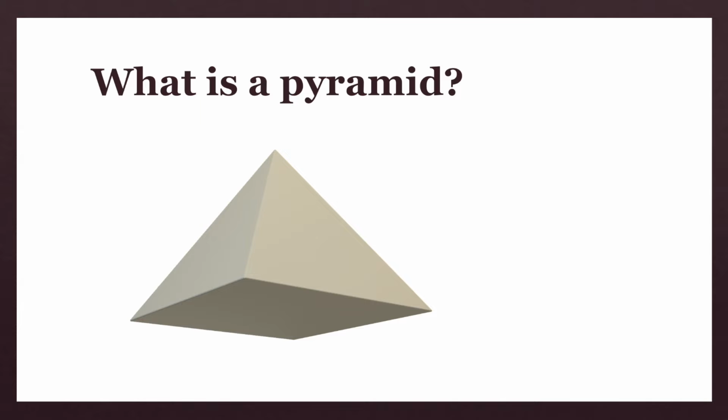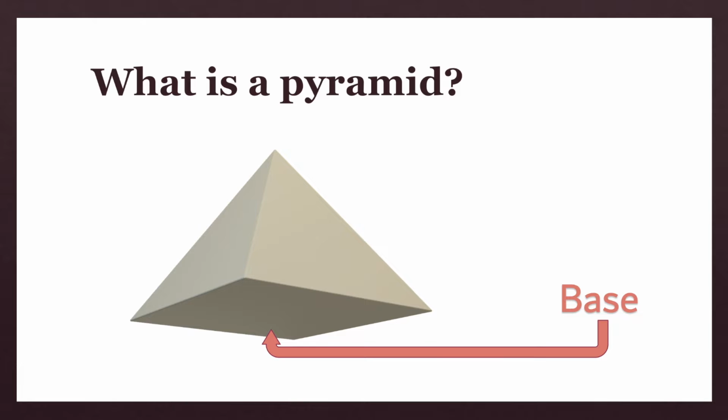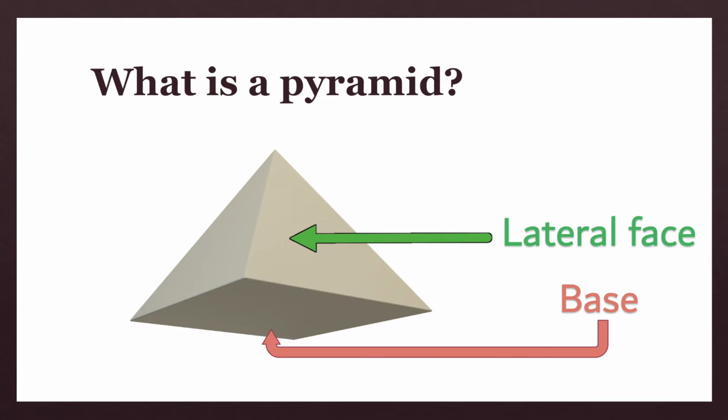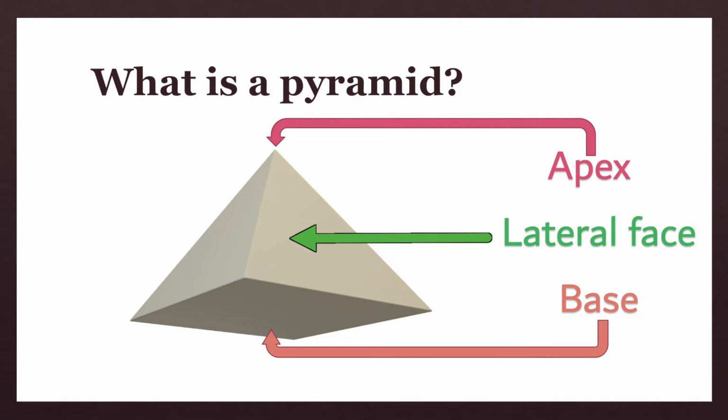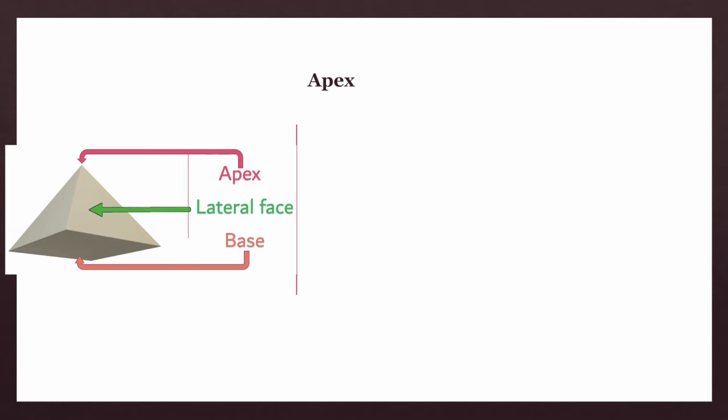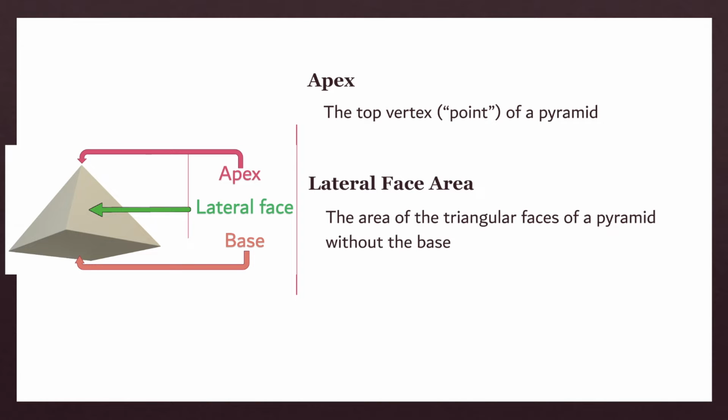What is a pyramid? A pyramid is a polyhedron that has a base and triangular lateral faces that meet at a point called the apex. Let's go over those terminologies. Apex: it is the vertex, the pointy part of the pyramid. Next, lateral face: it is the area of triangular faces of the pyramid without the base. So pretty much everywhere around the pyramid except the base. Last one is base. Of course, it is the base of the pyramid. In our case, it will be a rectangle or a square.